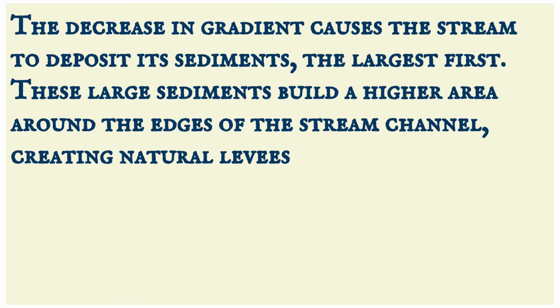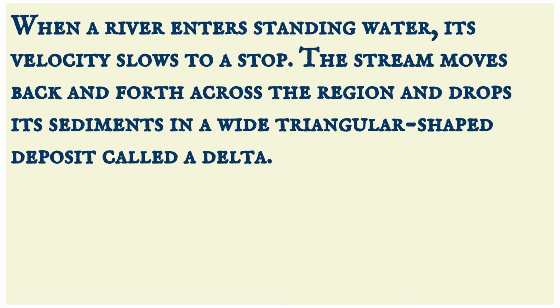The decrease in gradient causes the stream to deposit its sediments, the largest first. This is true at the mouth of a stream too. It's always going to deposit those largest sediments first. But when there are floodplains, it can actually create natural levees along or out on those floodplains. As I'd mentioned before, when a river enters standing water, its velocity slows almost right to a stop. The stream moves back and forth across that area and drops its sediments in a wide, triangular-shaped deposit that's called a delta.